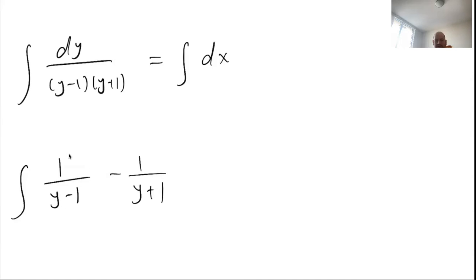Because this minus this will be, if you take the common denominator, 2 over this expression. So I have to multiply the whole thing by 1 over 2. And the integral of dx will be x plus c.